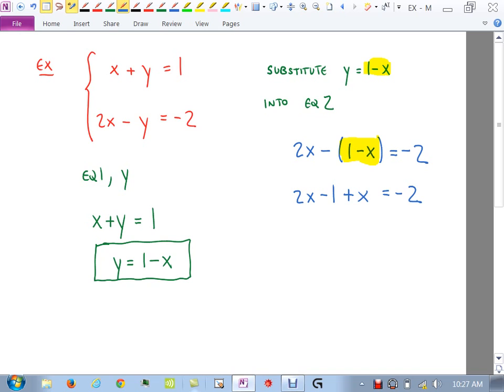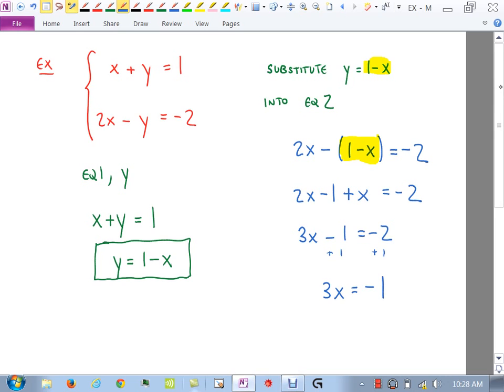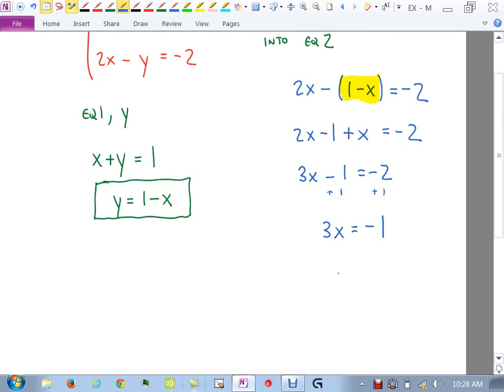What now? Collect like terms. 3x minus 1 equals negative 2. Move the 1 to the other side by adding it to both sides. You get 3x is negative 1. And finally, divide by 3. Do not break out your calculator. You will leave this as a fraction, negative 1/3. So x is the fraction negative 1/3.